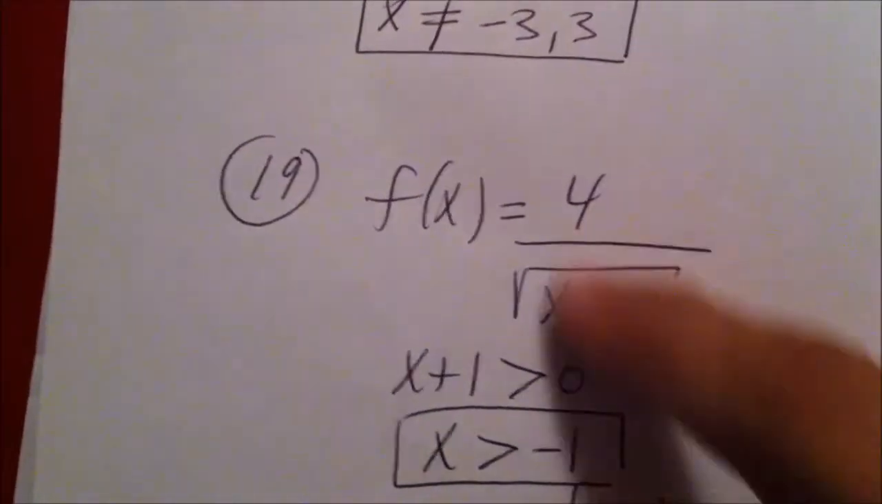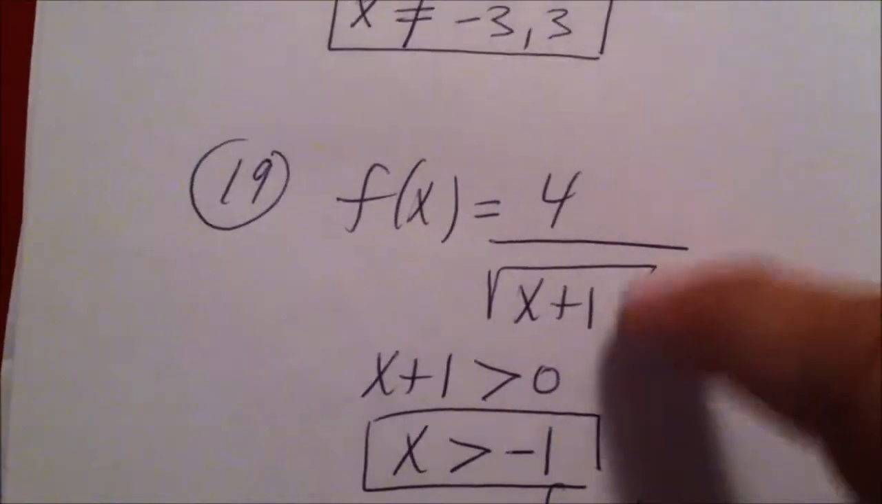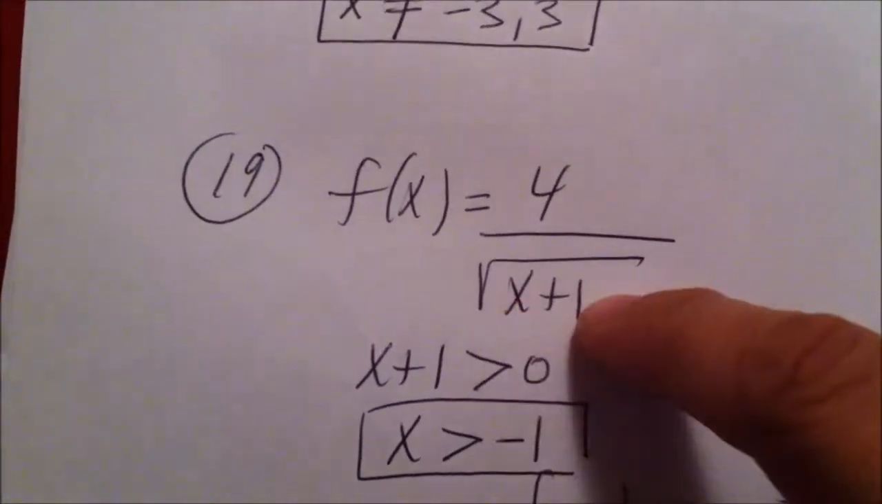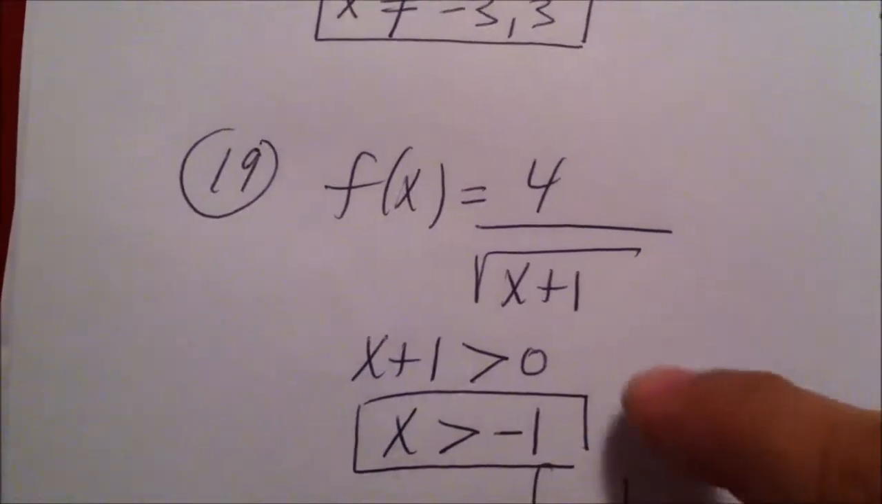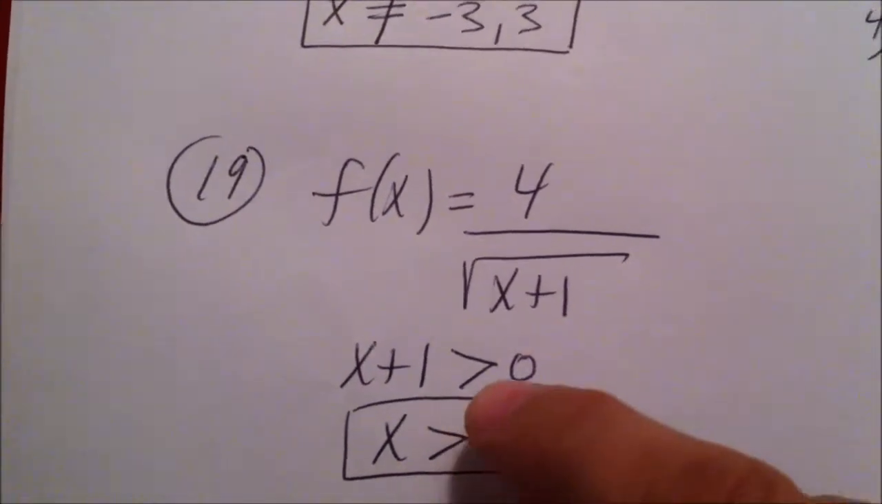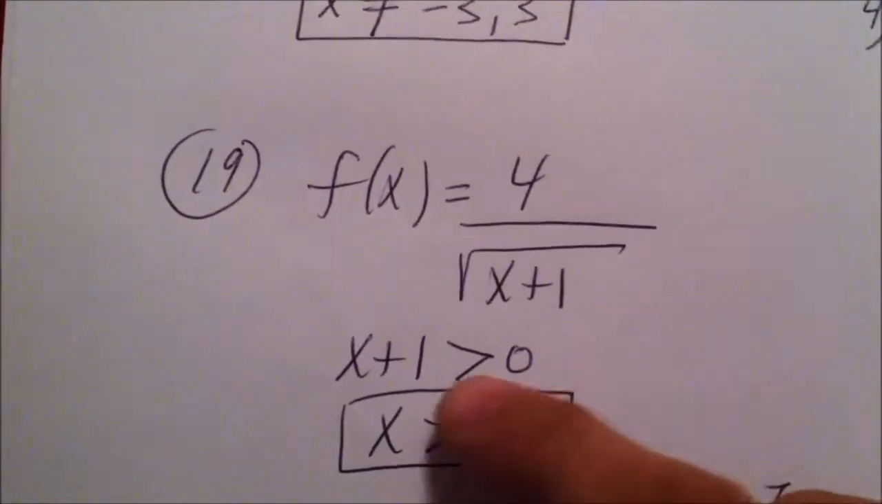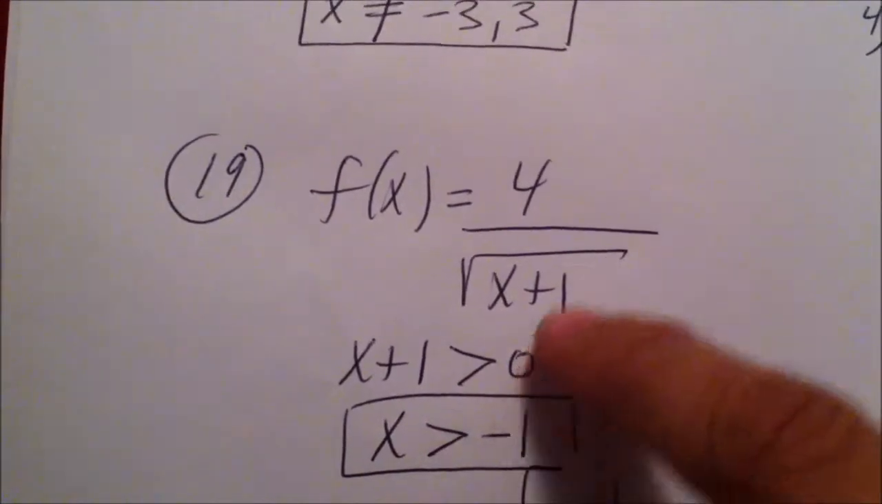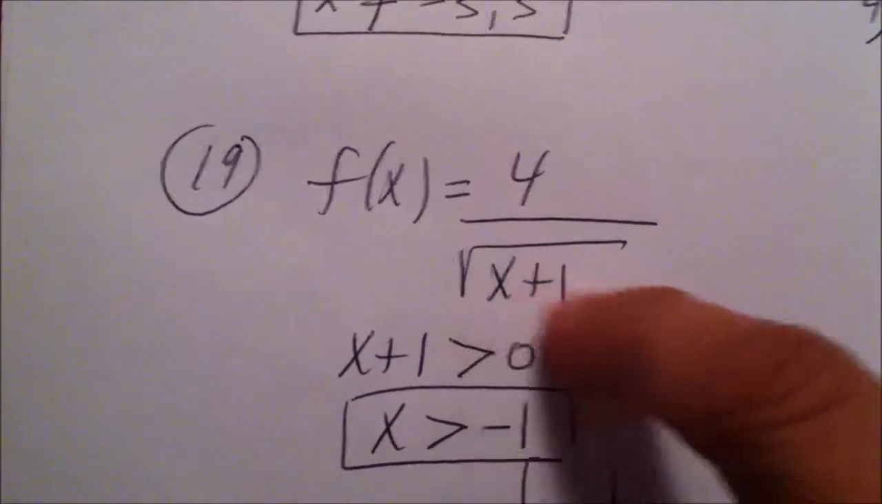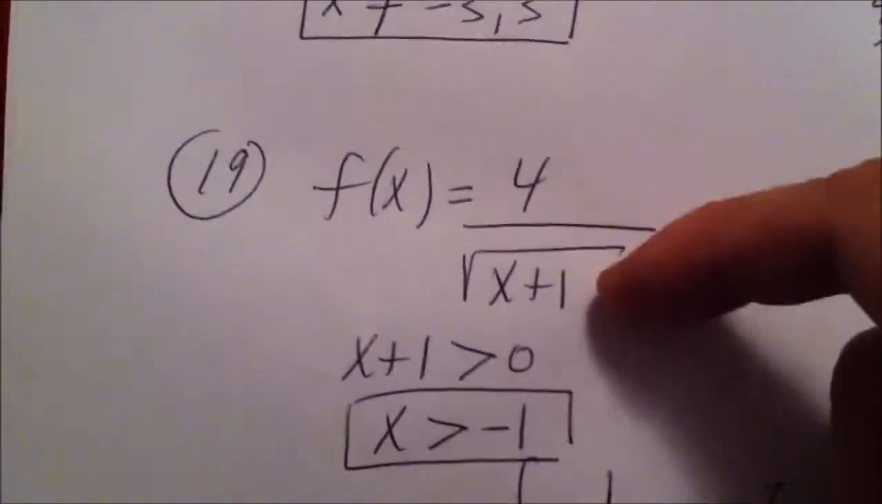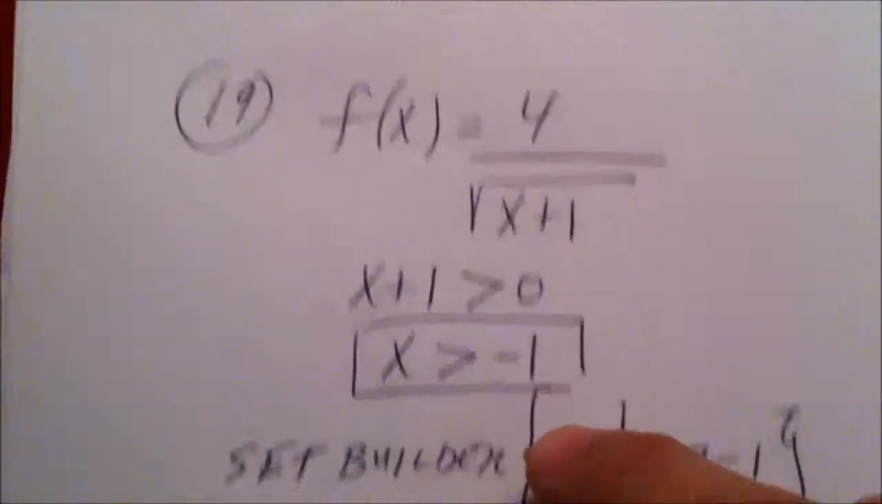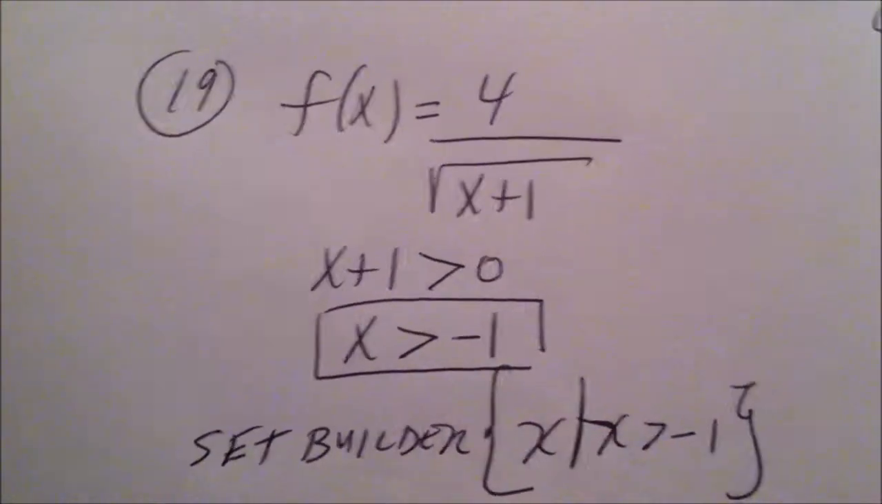For number 19, you had a combination. You had a fraction, so you can't divide by 0, and a radical in the denominator, which means you can't have the square root of a negative. So instead of setting this greater than or equal to 0, we just say greater. Do you understand? Because this can't be 0 only because it's on the bottom. So you set the radicand greater than 0, solve, and you get -1.